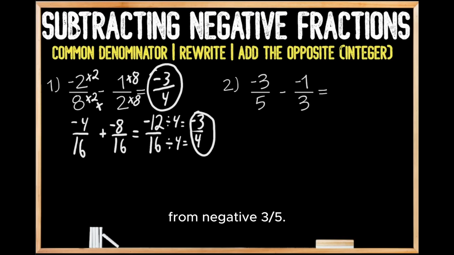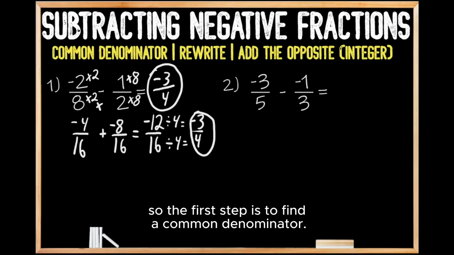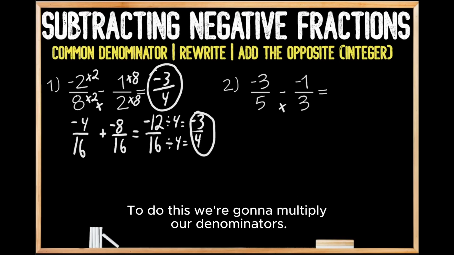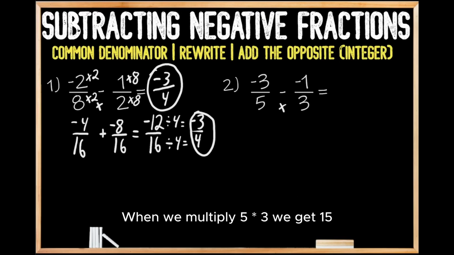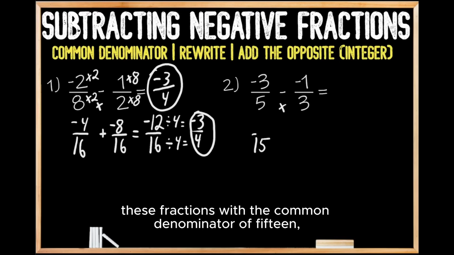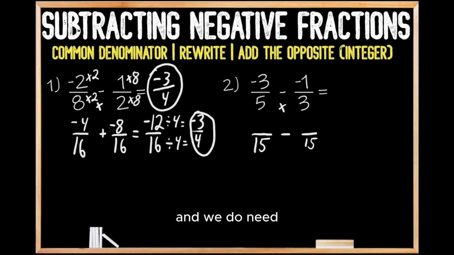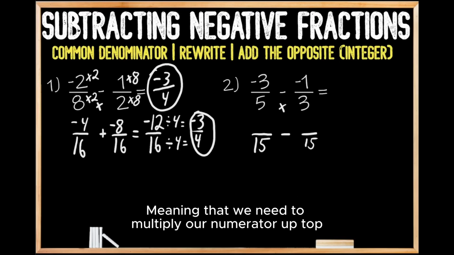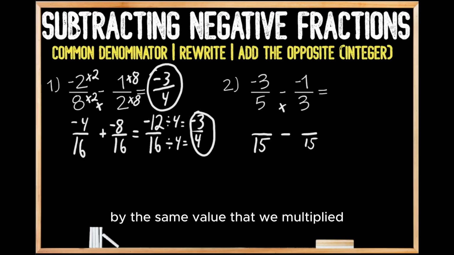Now moving on to question number 2, where this time we're being asked to subtract negative 1/3 from negative 3/5. Clearly here we have two different denominators, so the first step is to find a common denominator. To do this, we're going to multiply our denominators. When we multiply 5 times 3, we get 15, so down below we're going to rewrite these fractions with the common denominator of 15. And we do need to make sure that we keep these fractions equivalent, meaning that we need to multiply our numerator up top by the same value that we multiplied our denominator by to get 15.